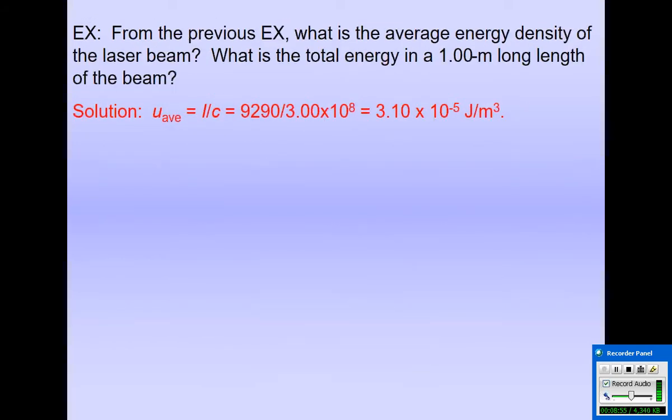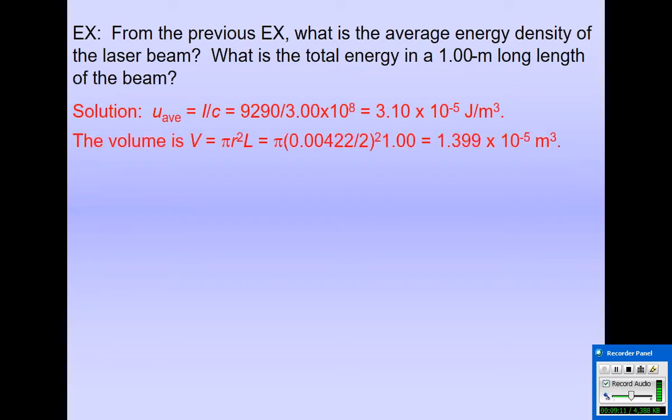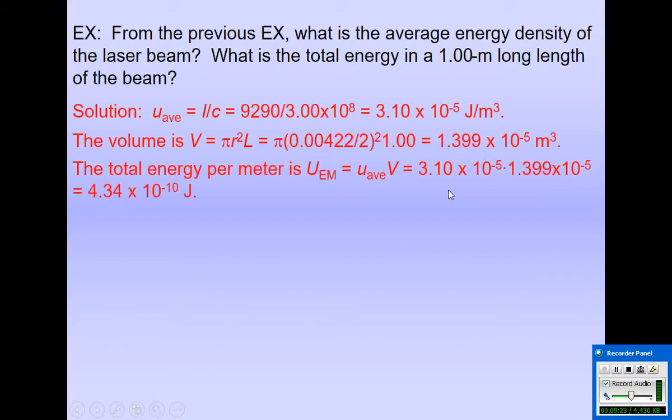But what I want is the total energy in a 1 meter long length. Well, this is going to have a cylindrical shape. And the formula for the volume of a cylinder is the cross-sectional area times the length of the cylinder. And we found the cross-sectional area, pi r squared, and the length is given as 1 meter. And so we get a total volume of 1.399 times 10 to the negative 5 cubic meters. Therefore, the total energy, the energy density times the volume, is only 4.34 times 10 to the negative 10 joules.